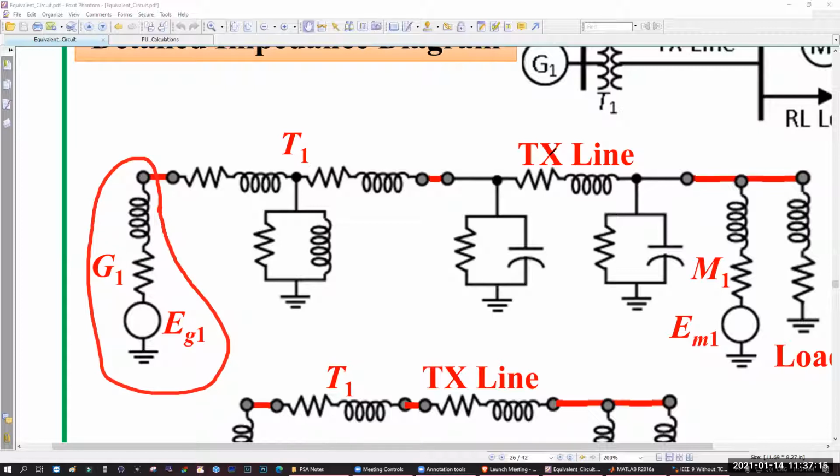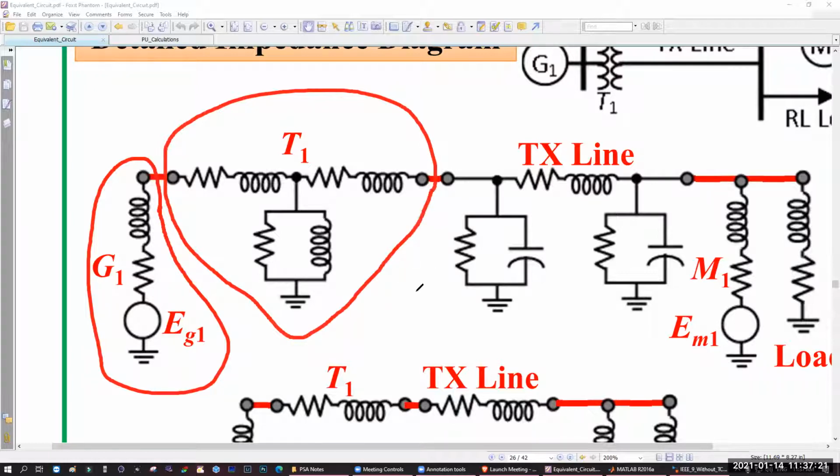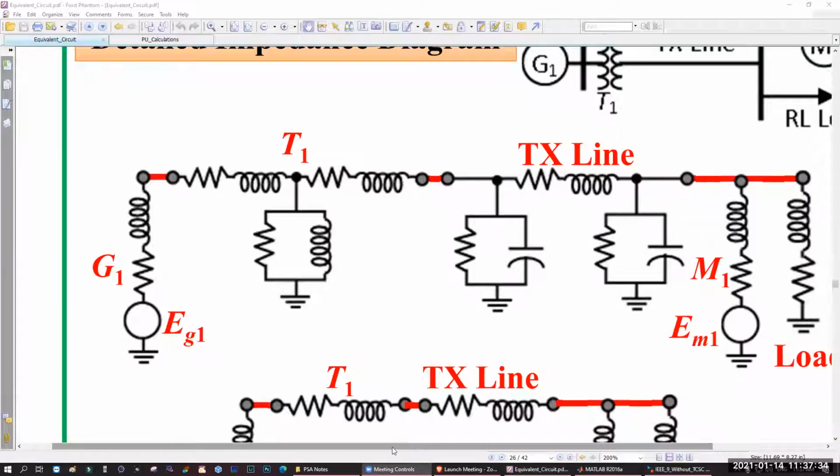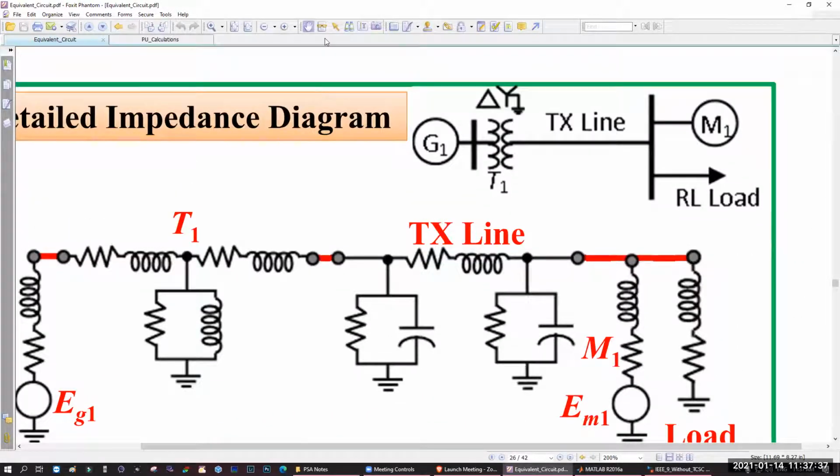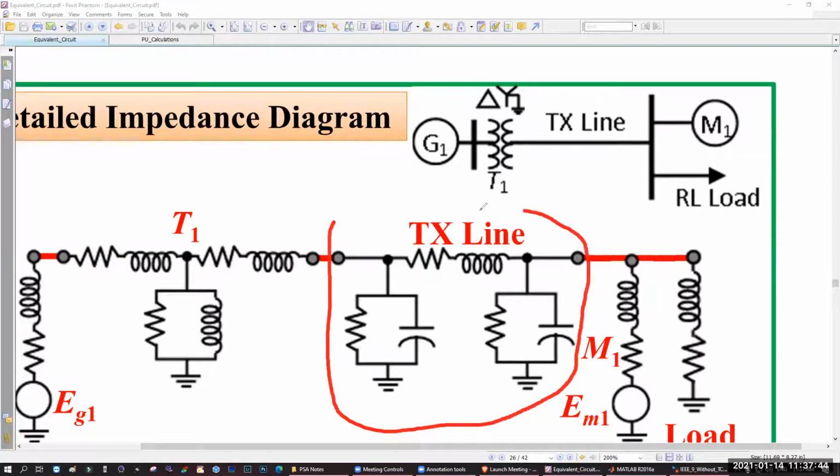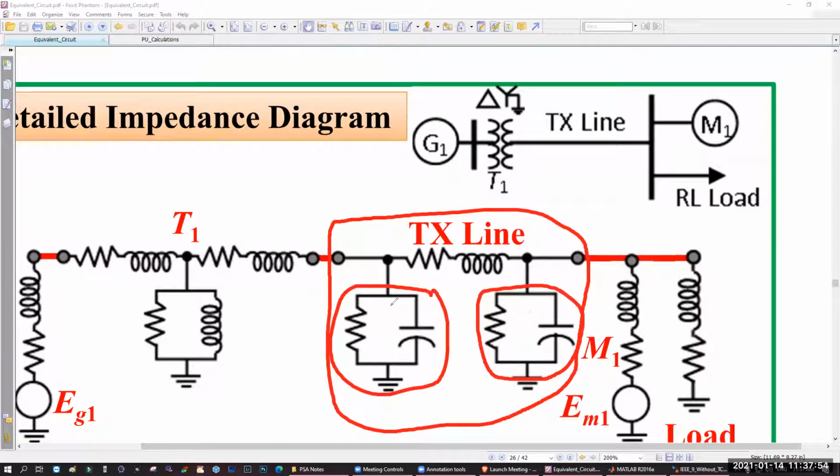Then for transformer, T model. This is a T model, right? Resistance, reactance, resistance, reactance, and at the middle you have Y, right? So this is your T model. Then you have a transmission line. This is the pi model, right? Why pi model? Because they didn't mention anything, so that's why we have put pi model. Because this part and this part, they will be ignored eventually, right? If they are ignored, you have only one thing, one R, one X. That's why this is your transmission line.